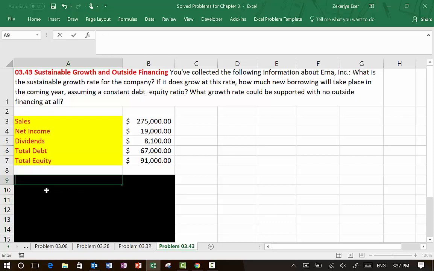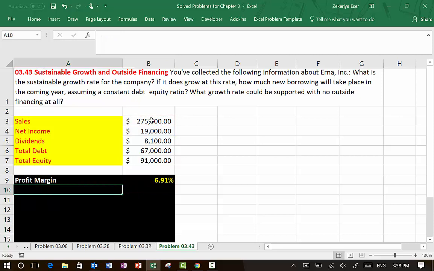Actually, let's get ROE first. For ROE, I'm going to use DuPont's identity, which means I'm going to need one, profit margin, two, total asset turnover, and three, equity multiplier. To get the profit margin, I simply take net income divided by sales.